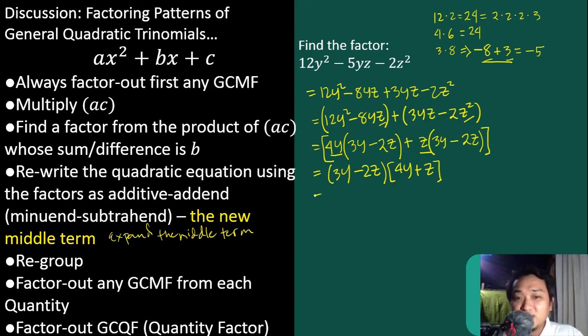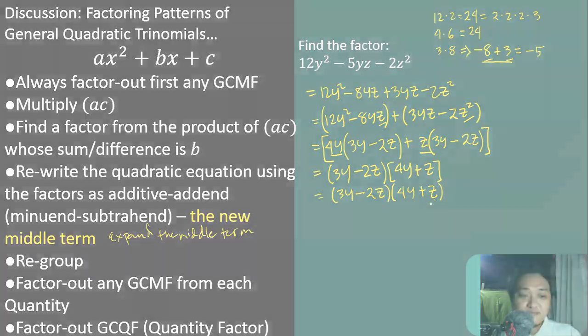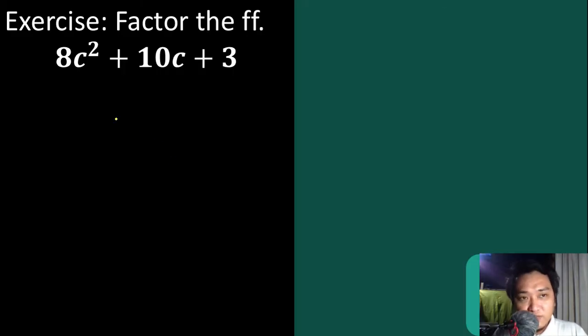And then, let us rewrite these factors using parentheses. That will be 3y minus 2z times 4y plus z. Let us have a few more examples.